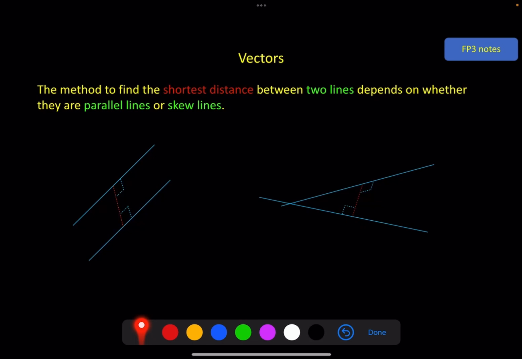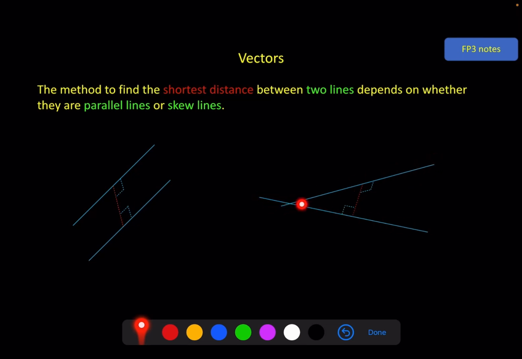Okay, for two lines in 3 dimensions, we need to be careful about what we're talking about. Parallel lines or skew lines. Now here, these do not intersect. This is not an intersection. I just can't draw this in 3 dimensions on a 2D screen.